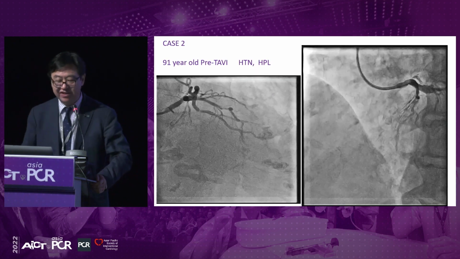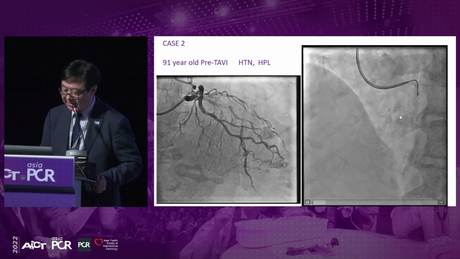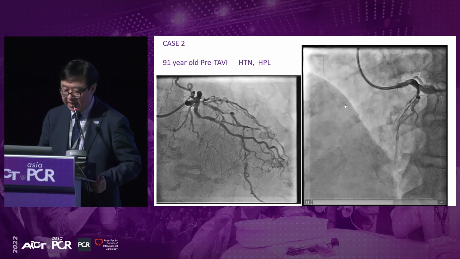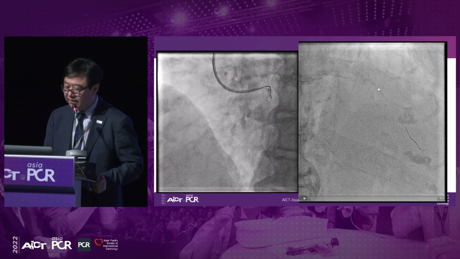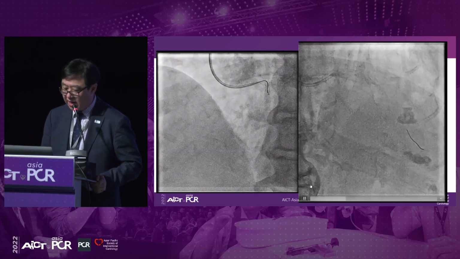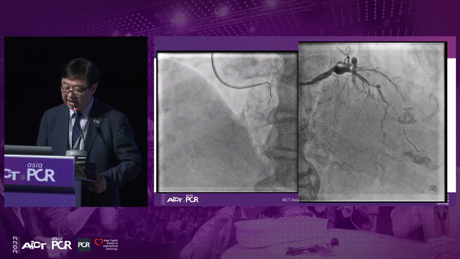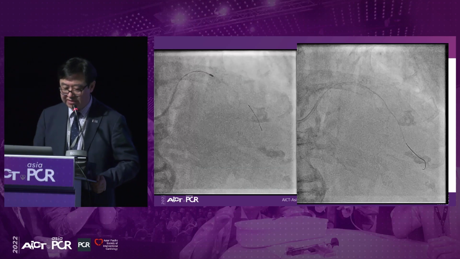This is a pre-TAVI patient, case 2. Calcium is notable in the LAD, but also at the aortic valve, which is open and closing. Here, very tortuous looking, and actually quite hard to wire. And in the end, we really only wired a diagonal branch, and no balloons would cross this angulated calcified lesion, and hence rotational atherectomy was done.